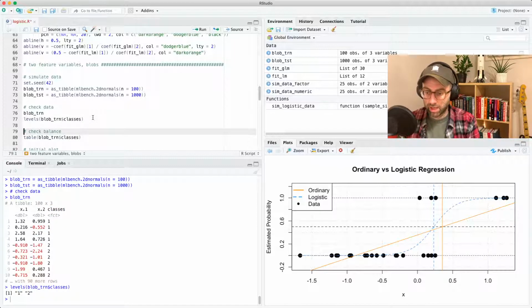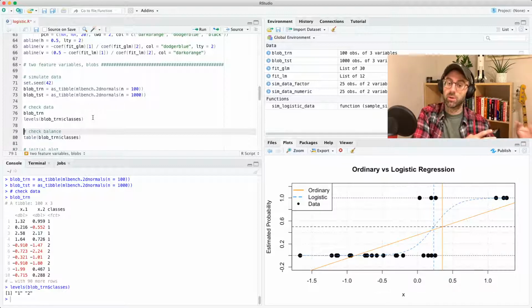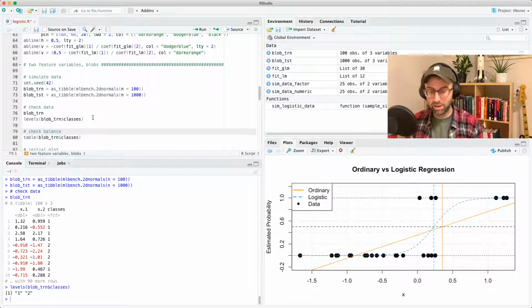And notice that they are ordered, so 1 comes first, 2 comes second. So when we do logistic regression, the level 1 is mathematically going to be 0 under the hood, and the level 2 is going to be 1 under the hood. Confusing, but good to know.